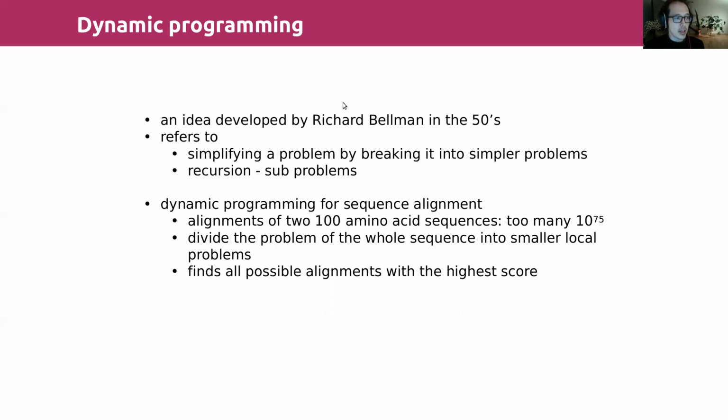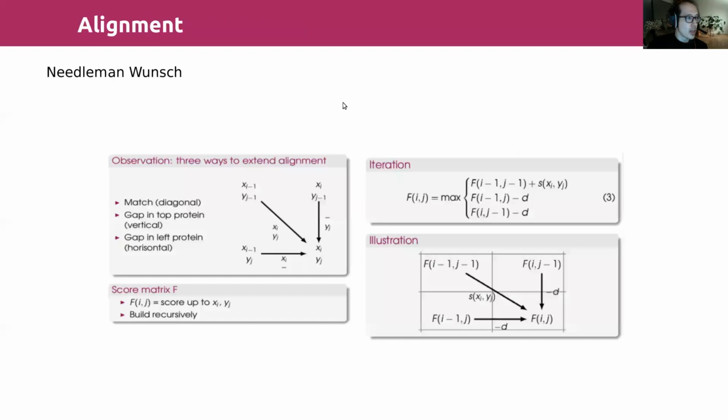So it's not feasible to do a brute force, just check every single alignment, rank them, and then pick the best one. So instead, these dynamic programming algorithms divide the problem into smaller local problems, but then still manage to find the highest score, the best alignments, using this approach much more efficiently. And the core computation, this subproblem that's taking place in the case of Needleman-Wunsch, is the computation of one element of a matrix.